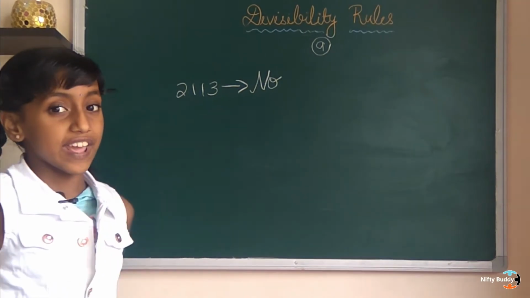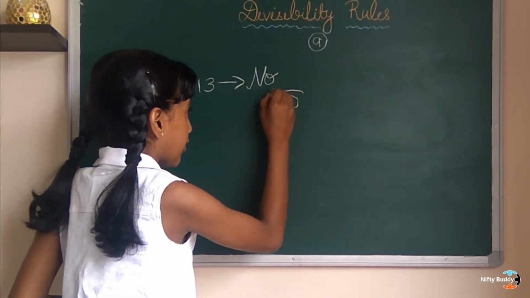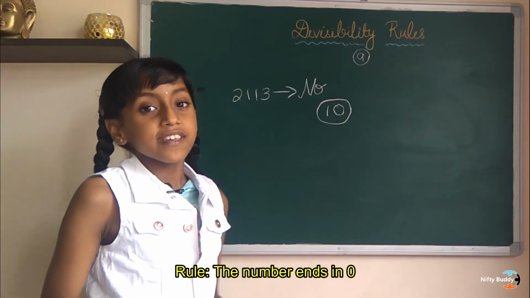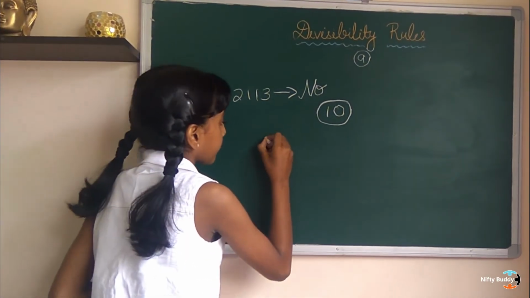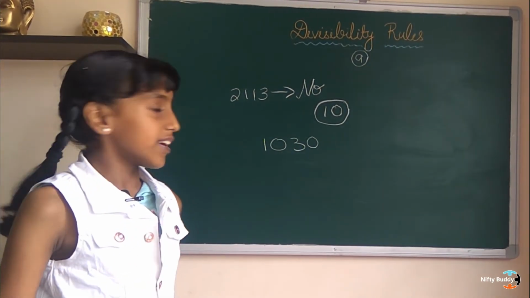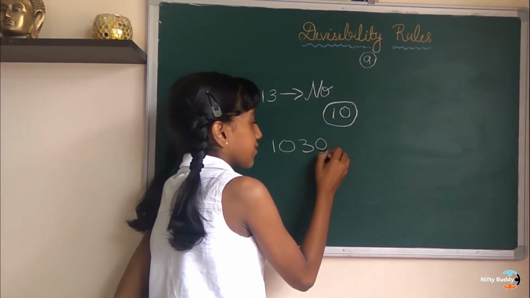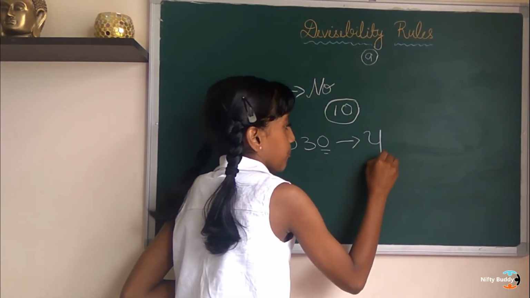Now let's move on to the next number, which is 10. For 10, it is very easy. If the number ends with 0, that means it is divisible by 10. Let us look at an example. Now here I have taken the number 1030. It is ending with the number 0. So it is divisible by 10.